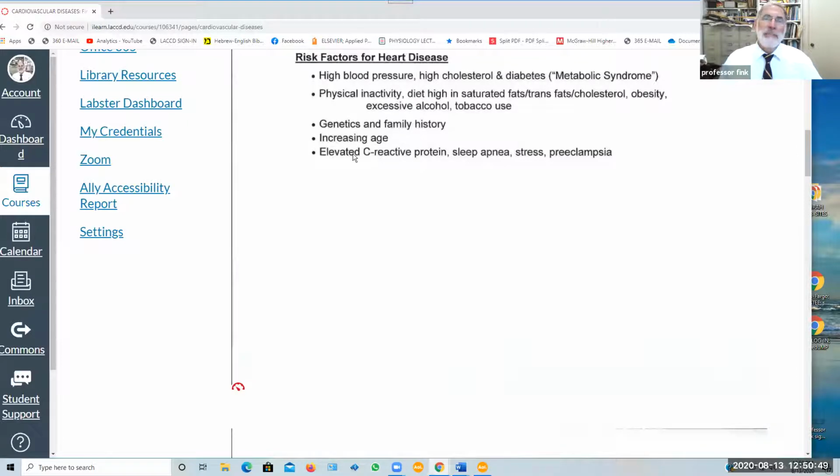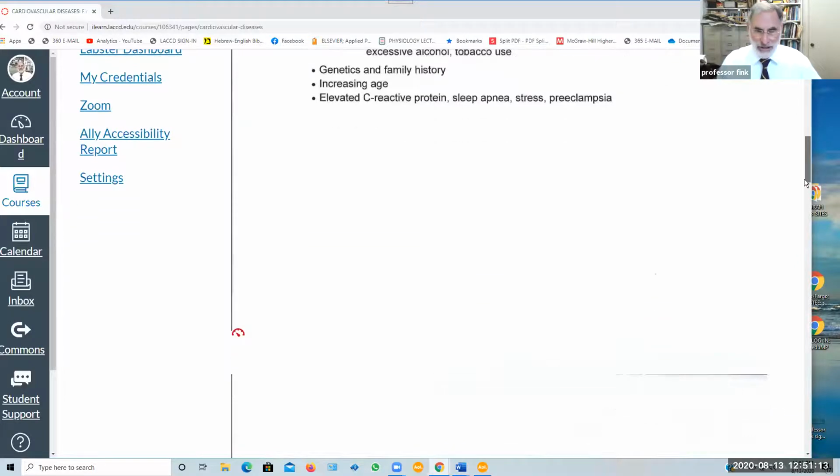Among the blood tests, an elevated C-reactive protein, which indicates inflammation in general, including inflammation of blood vessels, is a risk marker. Sleep apnea and stress are also risk factors, and women who experience preeclampsia, which is elevated blood pressure during pregnancy, are at increased risk of developing cardiovascular problems as they grow older.